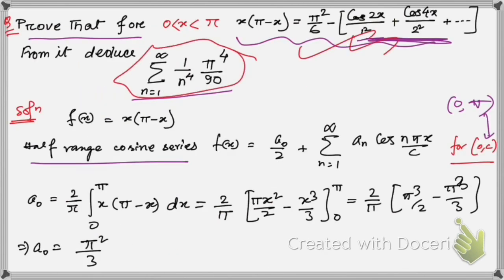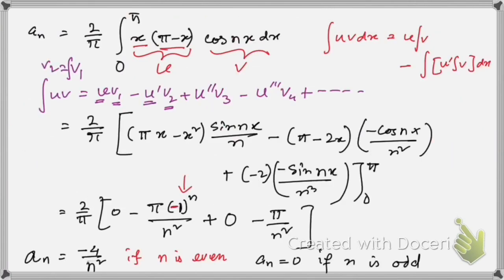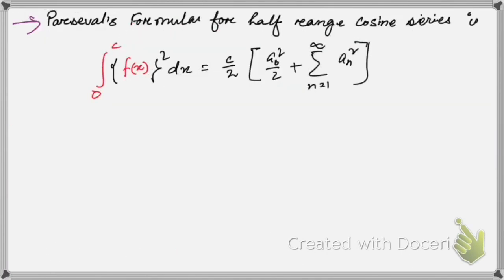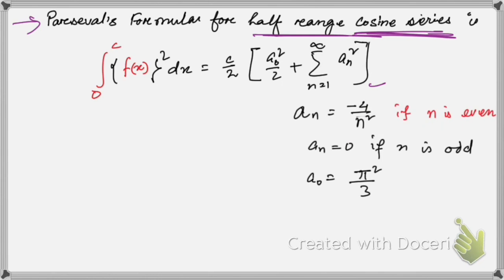Now we have to deduce this. To deduce this part, we have to use the Parseval theorem. This is the Parseval theorem for the cosine series, the half range cosine series, right? This is the Parseval theorem. So here, if we put the values of a_n, a naught, and the function f of x, let me write those values here. Here f of x, the given function, is x into pi minus x, right? So this is the function we're going to put here, and we're going to use these values.